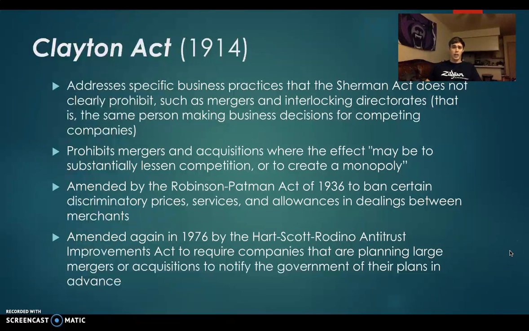It was amended in 1936 by the Robinson-Patman Act. This amendment actually banned certain discriminatory practices or prices, services, and allowances in dealings between merchants. It was then amended again by the Hart-Scott-Rodino Antitrust Improvements Act to require companies that are planning large mergers or acquisitions to notify the government beforehand.